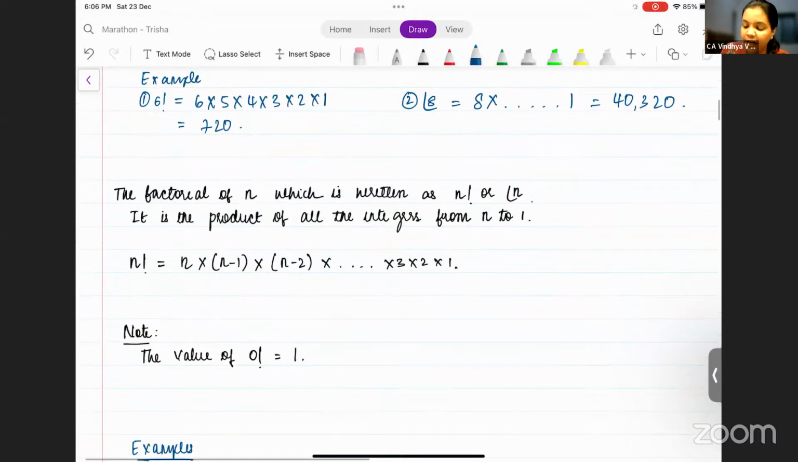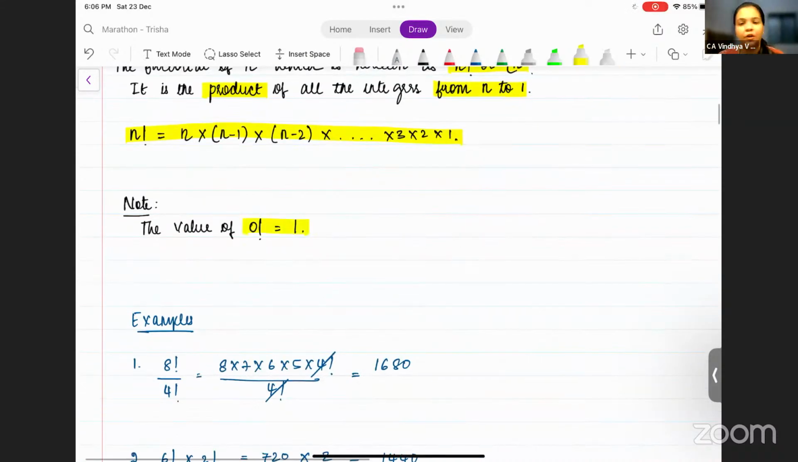All right. This is your factorial. So factorial of n, which is written as n factorial or factorial of n, is the product of all the integers from n to 1. All right. I hope this is clear. Now, this can also be written as n factorial is equal to n into n minus 1 into n minus 2 and so on till 3 into 2 into 1. Ultimately, the last value should be 1. Okay. Now, the value of 0 factorial. Factorial of 0 is equal to 1.